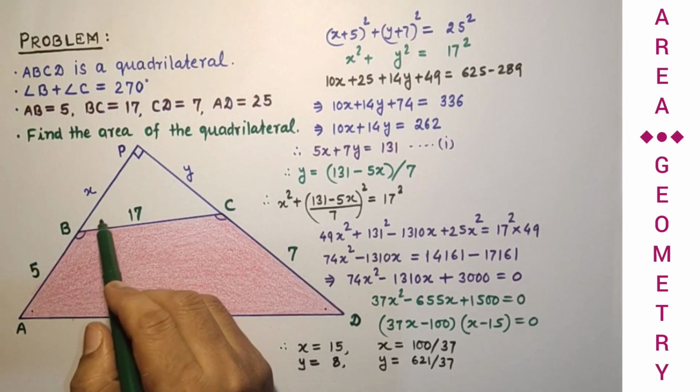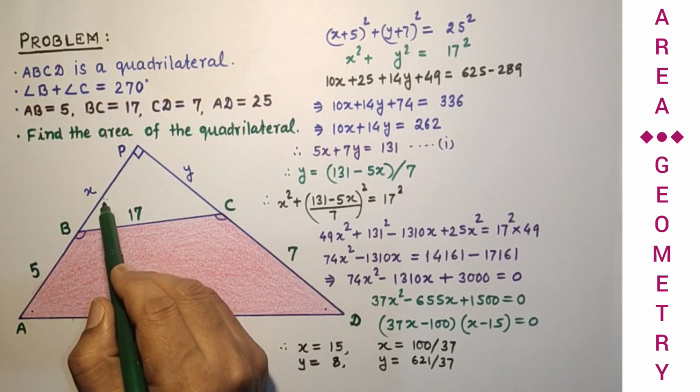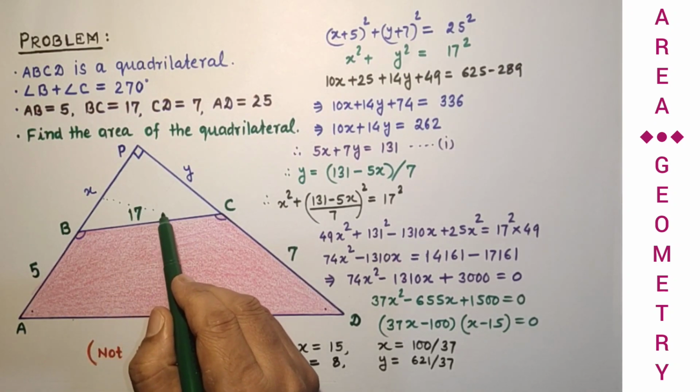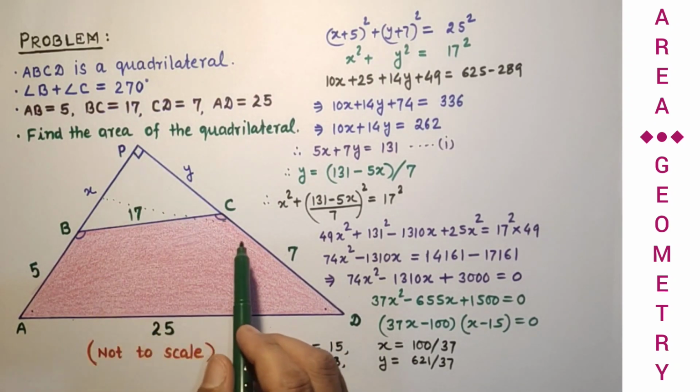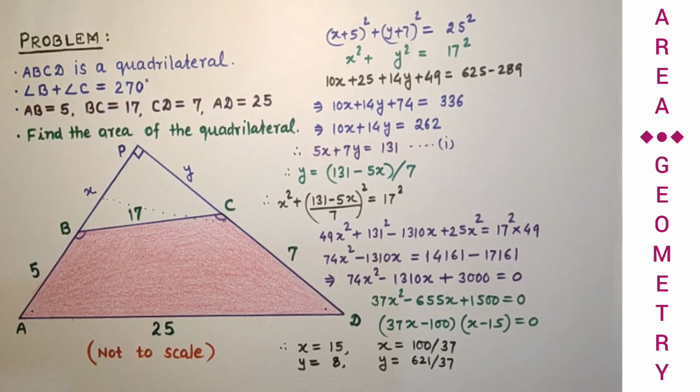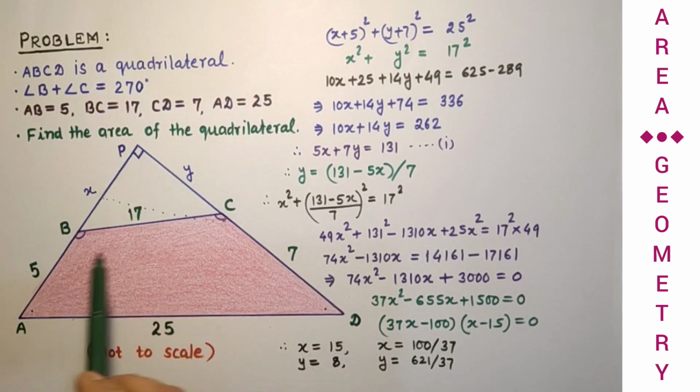After getting the two sets of x and y, actually this line is variable. There will be two situations. From here to here we can say this is 17 and this is less, this is more, so in that way we are getting two values of x and y, and therefore two answers. To get this quadrilateral's area, find the area of the bigger right angle triangle and the area of the smaller, and subtract this from the bigger to get the quadrilateral's area.